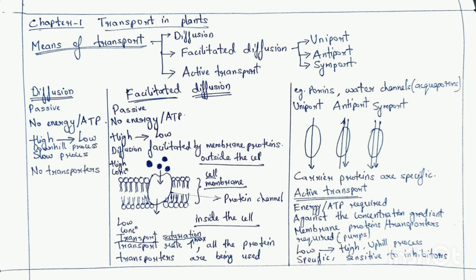So there are three main means of transport. Those are diffusion, facilitated diffusion, and active transport. So first we'll see what is diffusion.